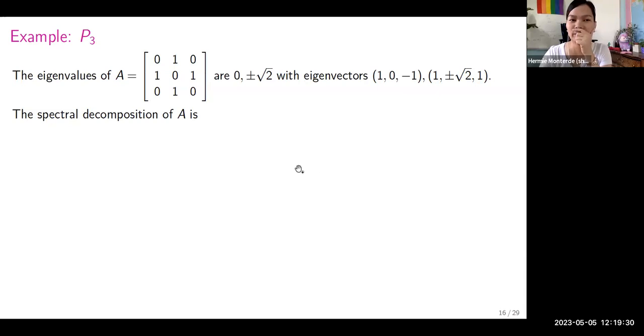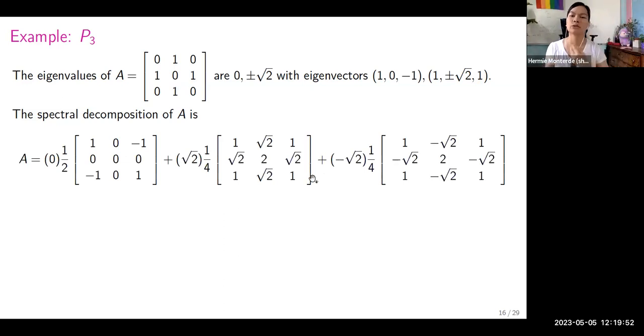Just an example for the path on 3 vertices. We know this is the adjacency matrix for the path on 3 vertices. You can verify that the eigenvalues are 0 and plus or minus square root of 2, and the eigenvectors are this. So how do we get the spectral decomposition of A? The eigenvalues serve as the coefficients, and that's what we have there, and these matrices are the outer products of the orthonormal basis for the eigenvectors.